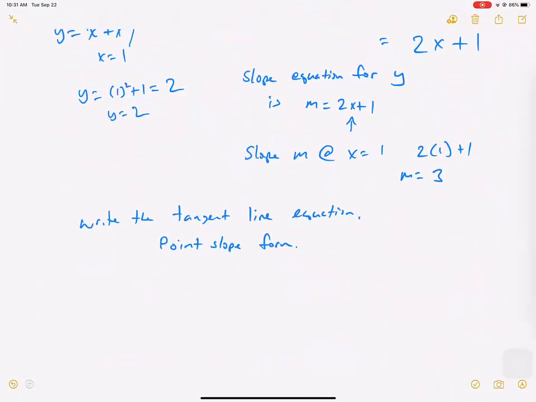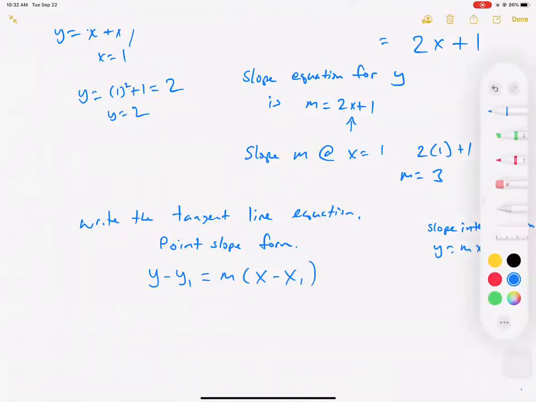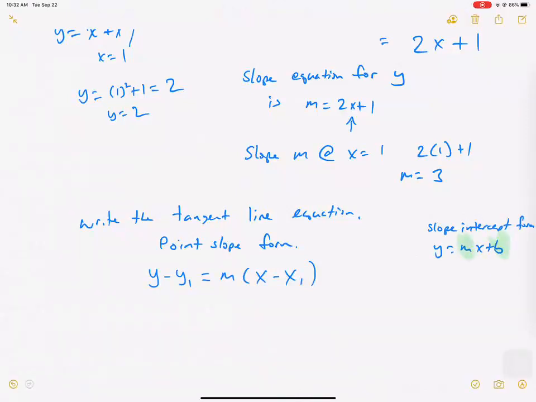So let's fill out our point slope. Point slope goes y minus y1 equals m times x minus x1. The other form, again, was called slope-intercept. So slope-intercept form was y equals mx plus b. And in this case, we need to make sure we have an m and a b. We don't have b, so we're not going to use that form.